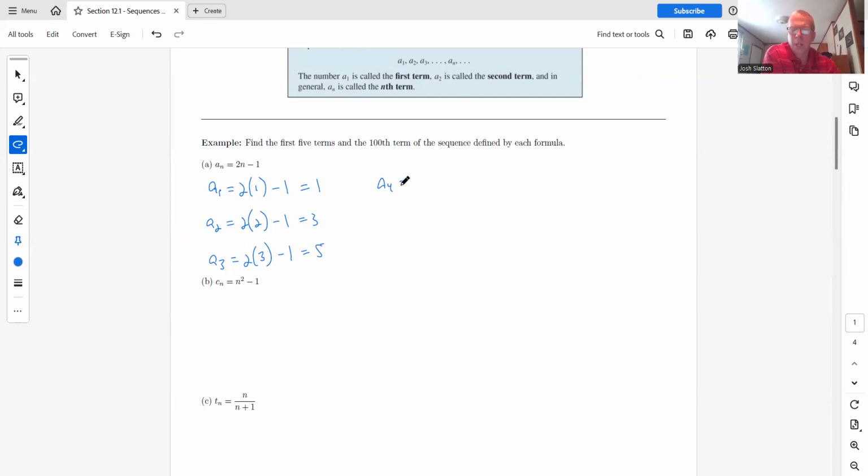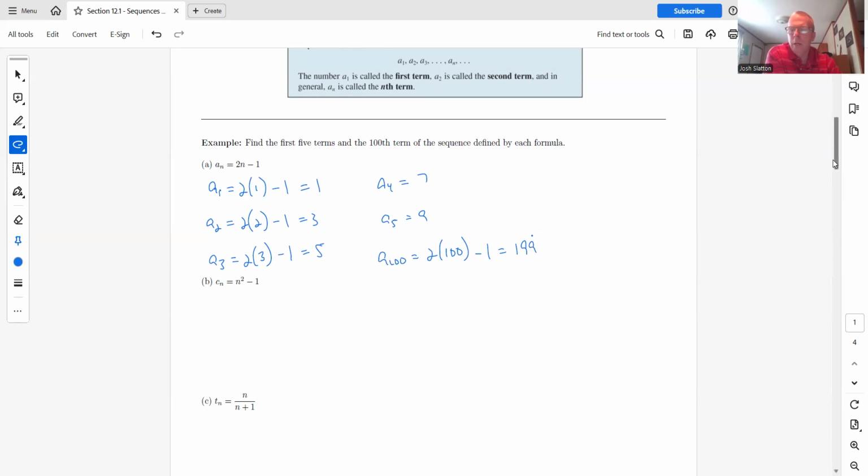So once you kind of notice that, you don't really have to do the calculating here. Not that this is complicated, but it can get a little bit more complicated. But we're just going up by 2. So A4 would be 7, A5 would be 9, and then A100, of course, you just need to plug that in. So 2 times 100 minus 1, and that would be 199. So that's the basic idea. So we're just plugging in numbers for n at this point.